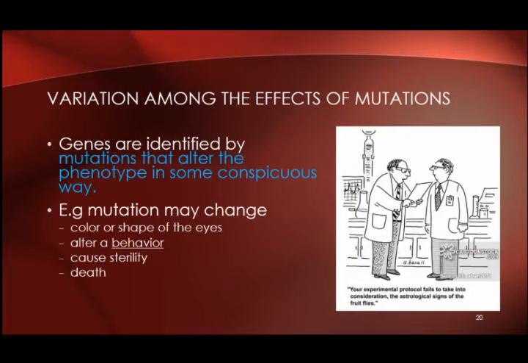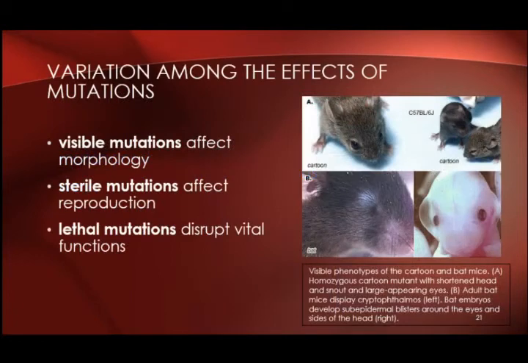Variation among the effects of mutations. Genes are identified by mutations that alter the phenotype in some conspicuous way. For example, color or shape of the eyes, behavior, sterility, and death. So the one that is visible affects your morphology, or how you look. Sterile mutation affects reproduction. And lethal mutation disrupts vital functions. So functions which are so important for life, if they're disrupted, then the organism will just die.